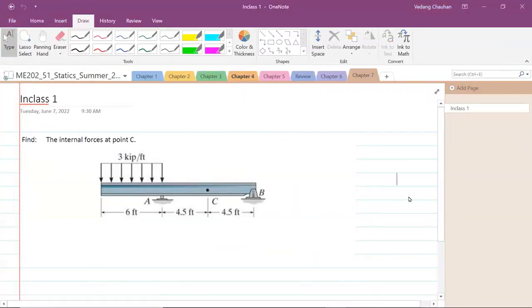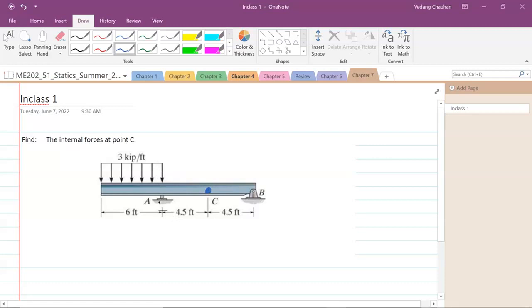Chapter 7, in class exercise 1, problem 1. Find the internal forces at point C. So, in this problem, we are interested to calculate normal, shear, and bending moment at point C.